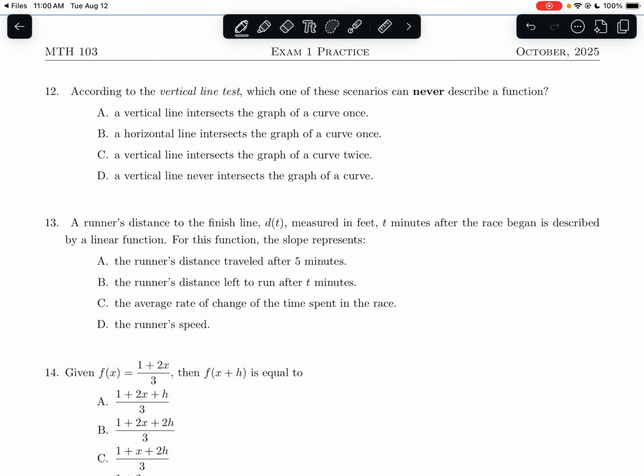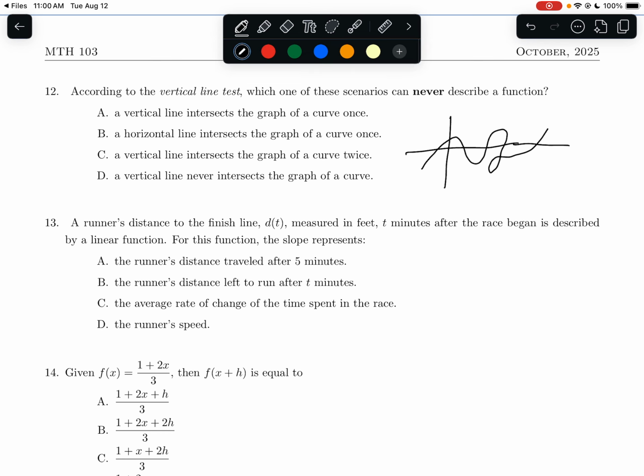So what the vertical line test says is that if you have some function, maybe it does something like this, or some curve, if you can draw vertical lines and you end up with one that intersects the function, the curve, I should say, more than once, then the curve is not a function. So this would fail the vertical line test.